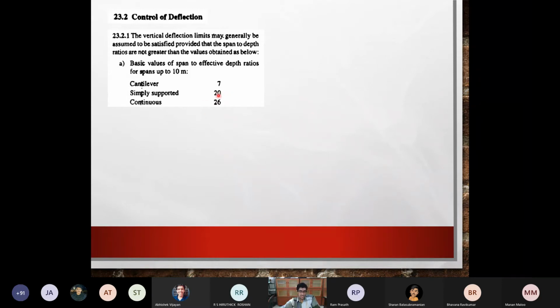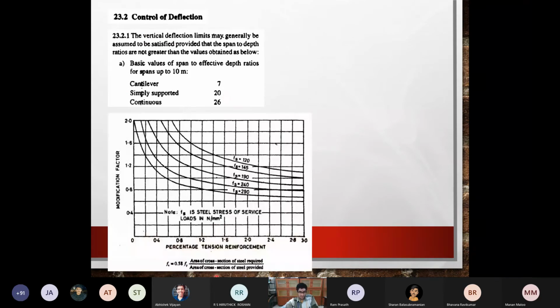It is generally shown that if your depth becomes lesser than 250, even if the moment is taken, your beam will most probably not satisfy deflection. It is not exact, this is just most probable.